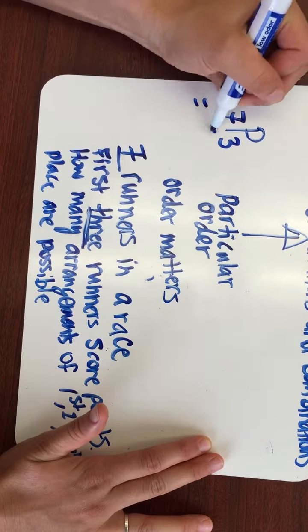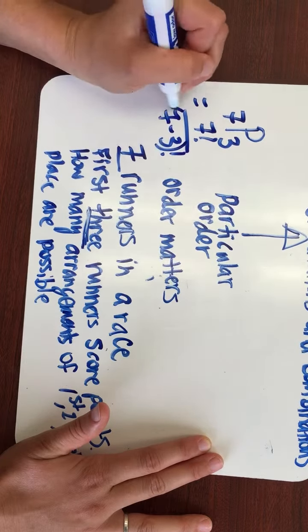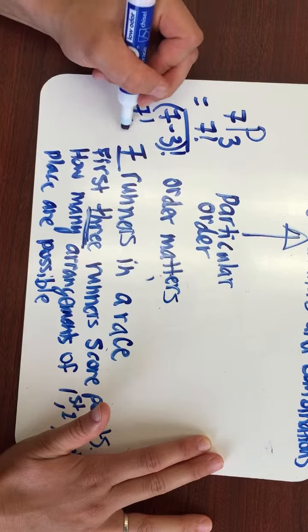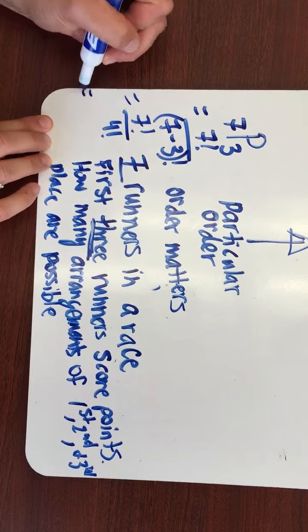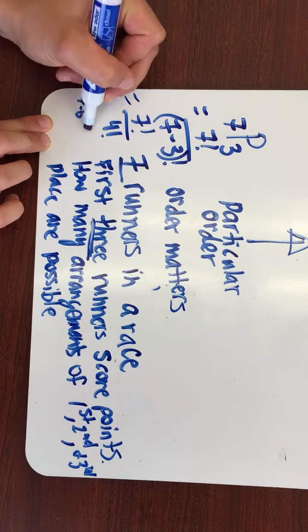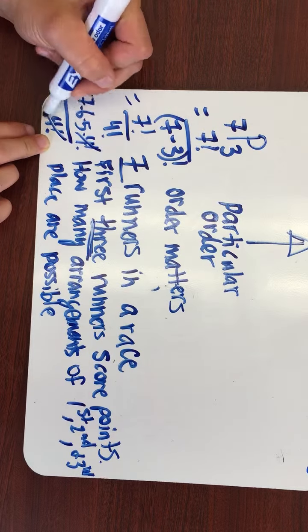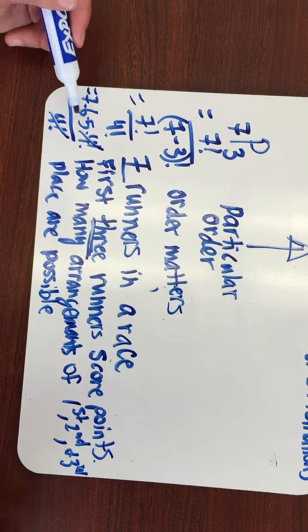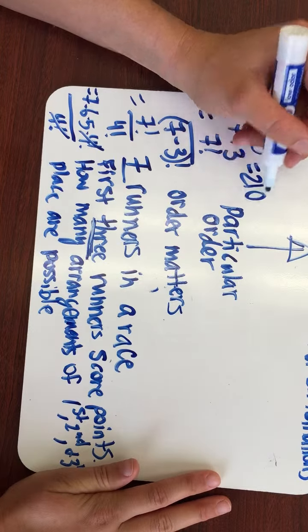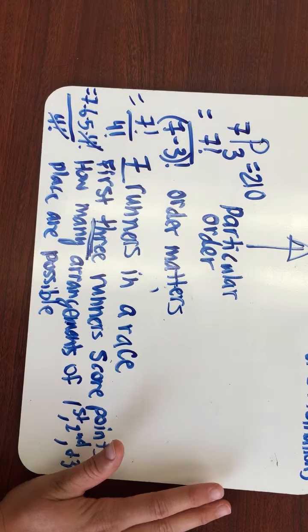So using our formula, we'll do 7 factorial over 7 minus 3 factorial. So this is 7 factorial over 4 factorial. And we can write this out as 7, 6, 5, and 4 factorial is where I'm going to stop, because the 4 factorial will cancel with the 4 factorial, and then you're just multiplying out 7 times 6 times 5, and that will give us 210. Or you can plug it into your graphing calculator as 7P3, and you'll also get 210.